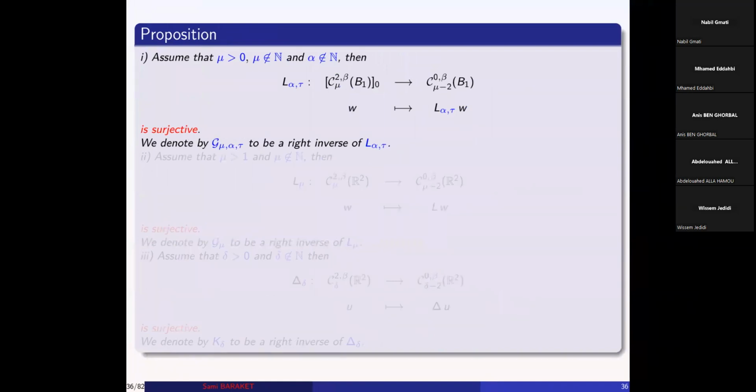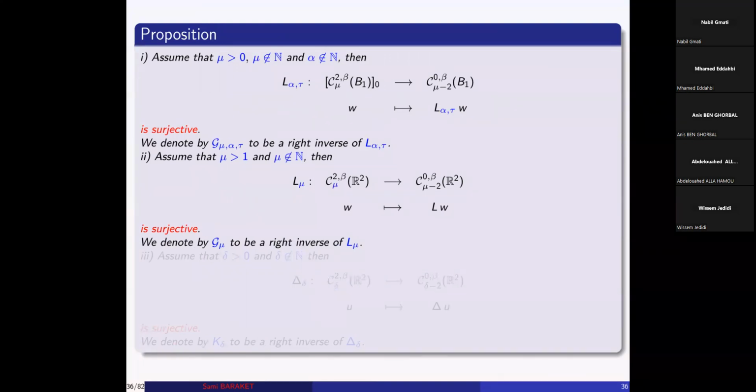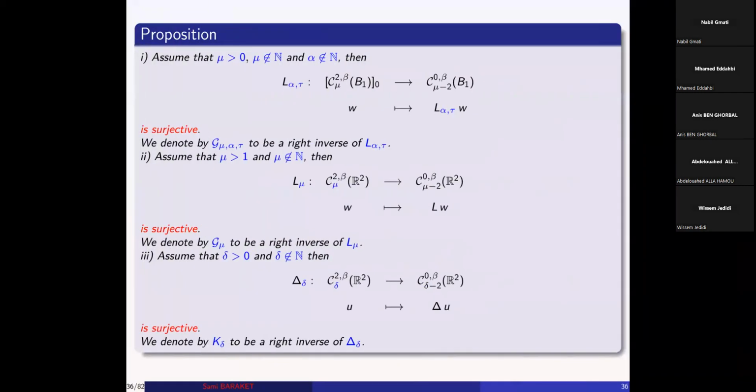So now, using the Fredholm theorem, we prove that if mu is positive, then L_alpha is surjective, and if mu is greater than 1, the operator L is surjective between C^(2,beta)_mu and C^(0,alpha)_(mu-2). Also, the same holds for L_alpha. And also, the Laplacian is surjective for nu positive between C^(2,beta)_nu and C^(0,beta)_(nu-2).